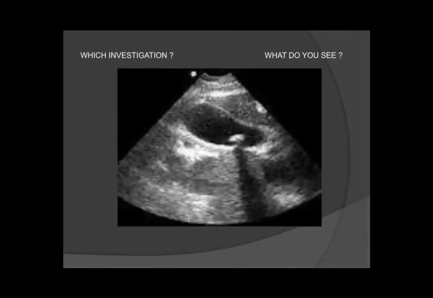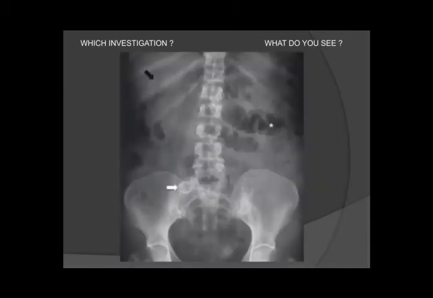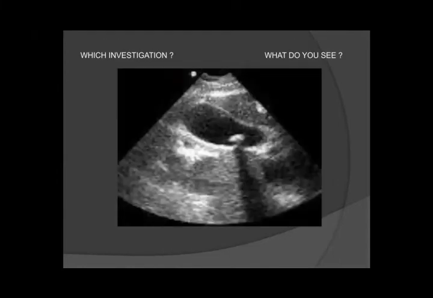Okay. This is basically an X-ray, all right? X-ray of an abdomen. And the arrow pointing to a structure at the bottom, the white arrow, is the gallstone ileus. What investigation is this, and what do you see, basically?